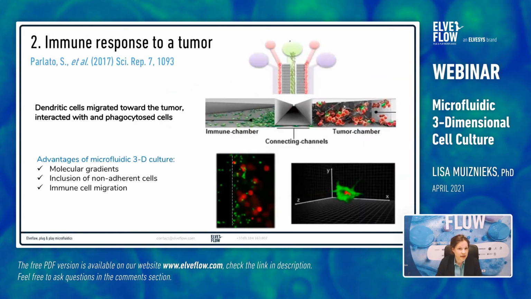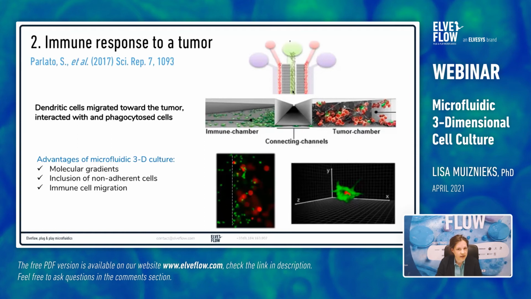The next example used 3D cell culture to model the tightly connected crosstalk between cancer and immune cells to evaluate the efficacy of immunotherapies. The study is the work of Parletto and colleagues from Rome, Italy. Here, the researchers used a chip with 5 channels. The 2 outside channels in purple contain medium.